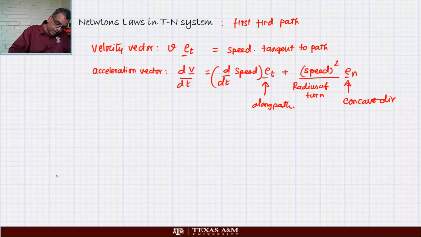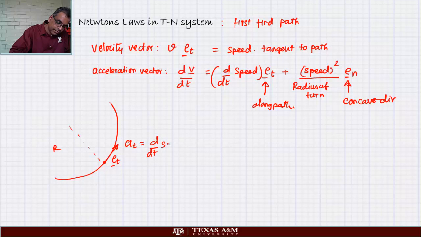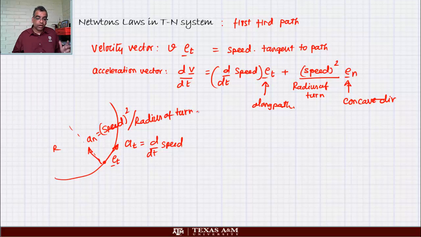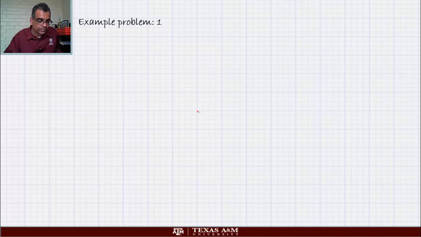So for example, if I am taking a turn like that, the radius of the turn is r, ET is this way. So the tangent component is rate of change of speed. The normal component is speed squared divided by radius of turn. Right? So now we are ready because we can write down Newton's laws in a very nice way.